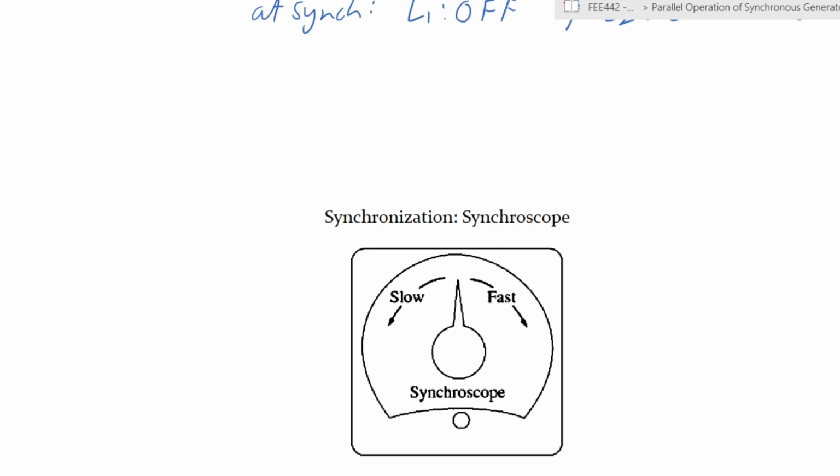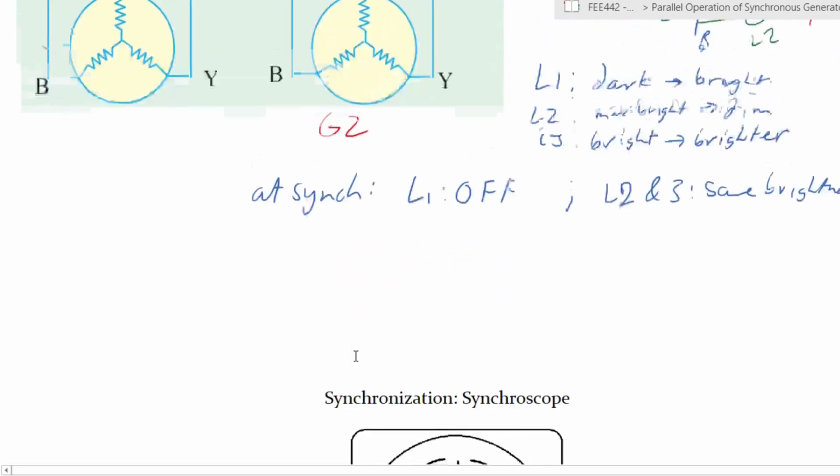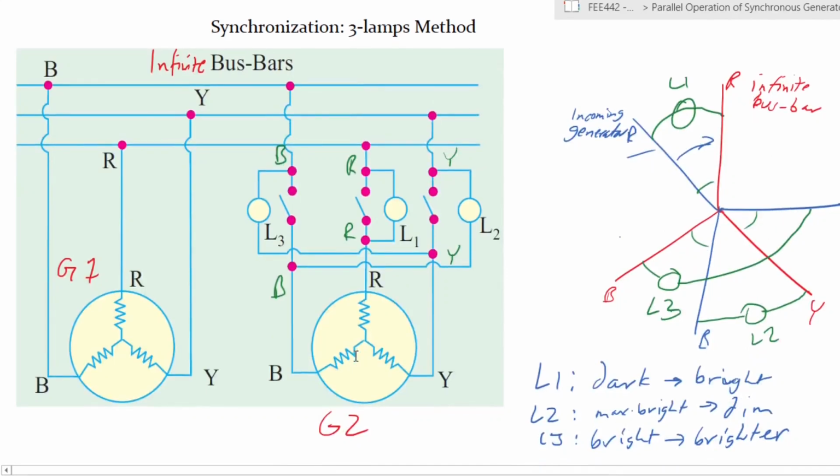We won't go into how it operates. A synchroscope is a meter or some kind of indicator instrument that literally shows you if your generator is fast or slow, and you would need to either slow it down or speed it up to match the position of the infinite bus bar that you want to connect to. Synchronization, of course, involves speeding up or slowing down the generator's prime mover so that it is matching the speed and frequency of the bus bars.